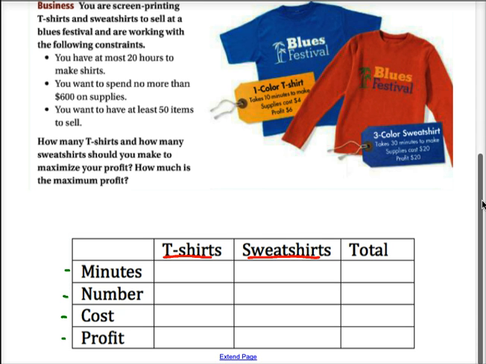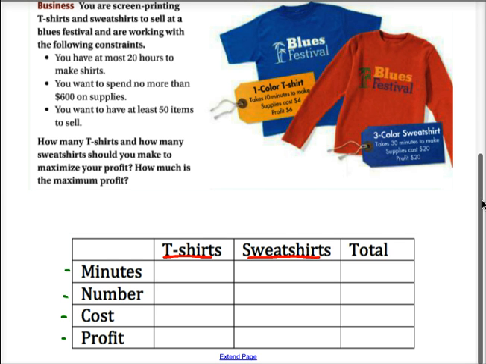All right. So what do we know? Well, the t-shirts take 10 minutes to make, the supplies cost $4, and you profit $6 on each one. And then the three-color sweatshirt takes 30 minutes to make, the supplies cost $20, and you make $20 off of them.